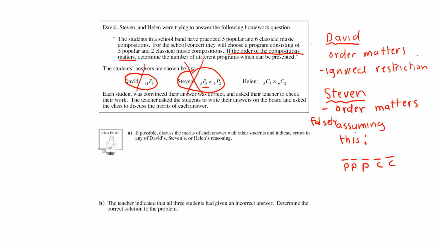Neither is David. Now Helen, this is intriguing because I'm writing all over the place here, but I think you can probably follow it. Helen has disregarded the ordering issue. Now, in fact, Helen did a really good job of selecting the objects, because she says, well, we've got 5 popular songs, we're selecting 3, no attempt to consider order, and then the same thing with classical. So she made a good selection.